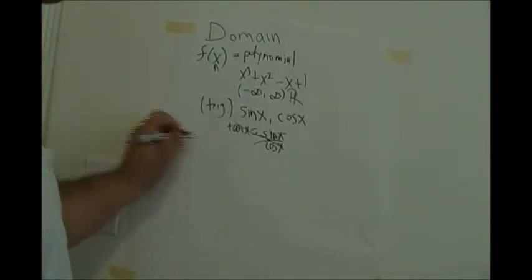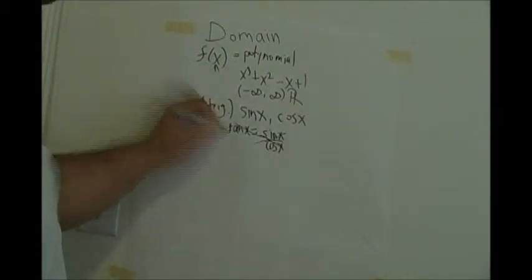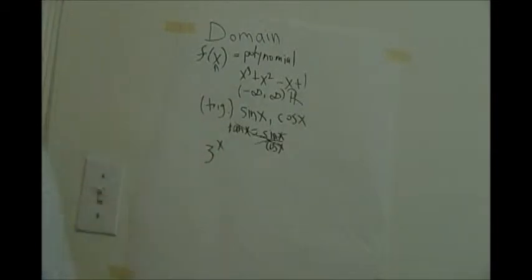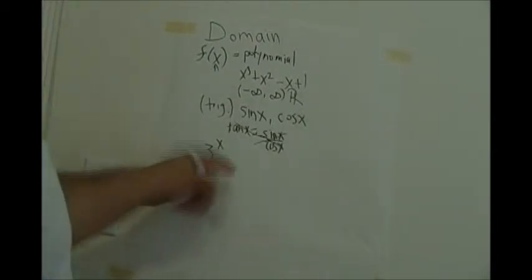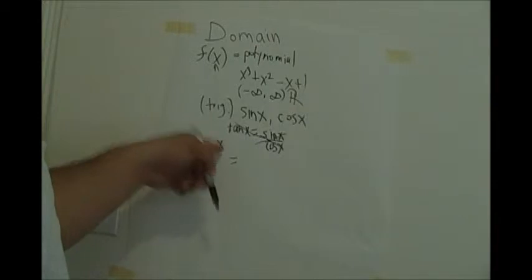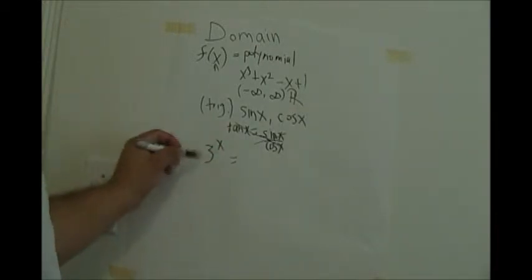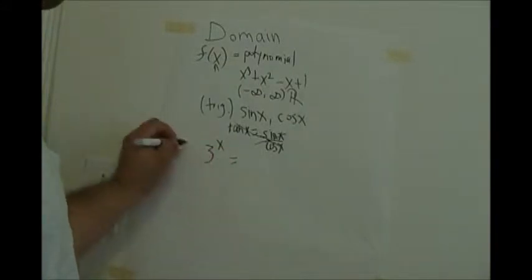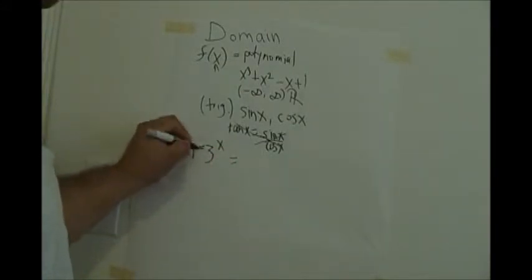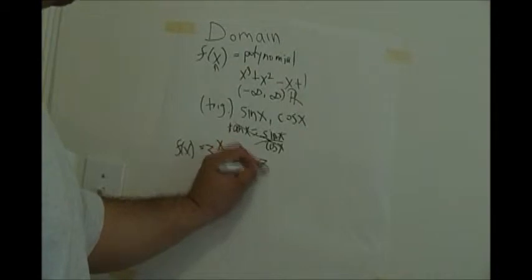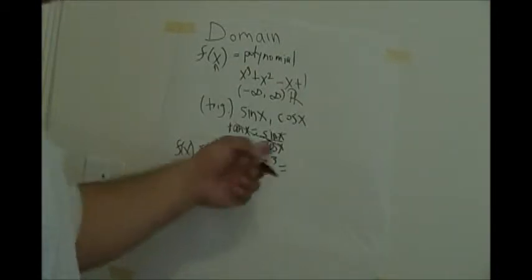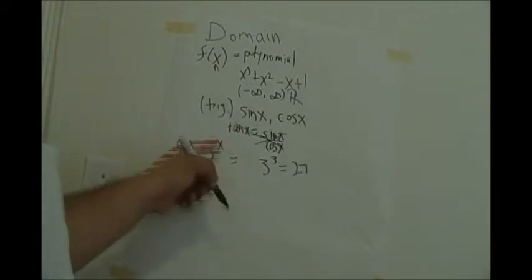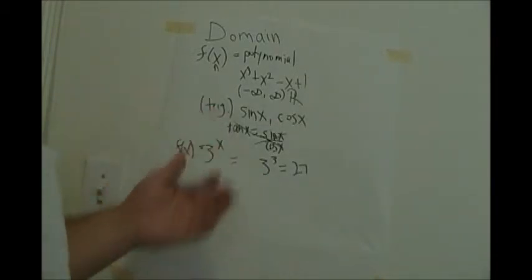Well, what if we had an exponential function such as 3 to the power x? Can you plug in any value for x? Positives. So let's see what happens when you plug in a positive number. Let's say f of x equals 3 to the x. Let's find f of 3. That's going to be 3 times 3 times 3, which is 27. And you can plug in really any positive number and get some kind of value.